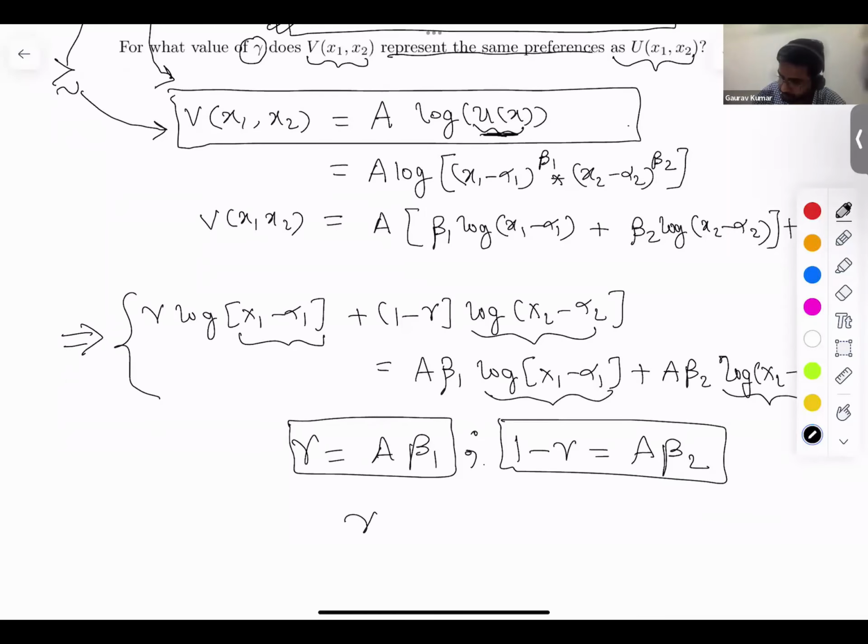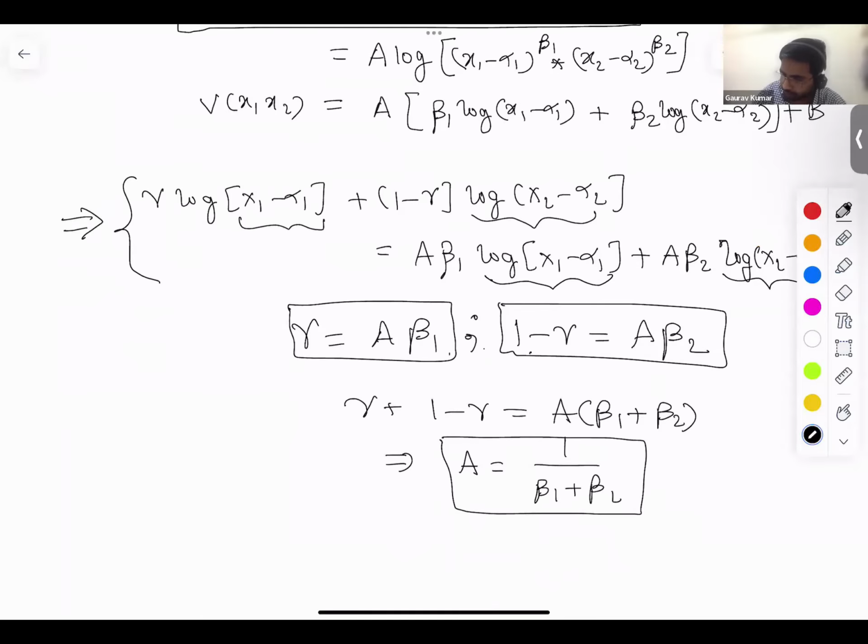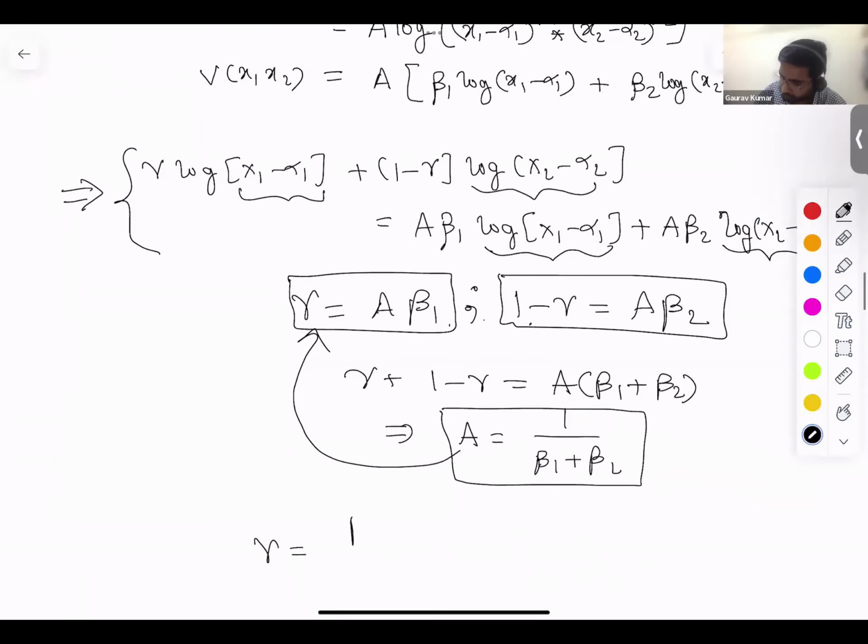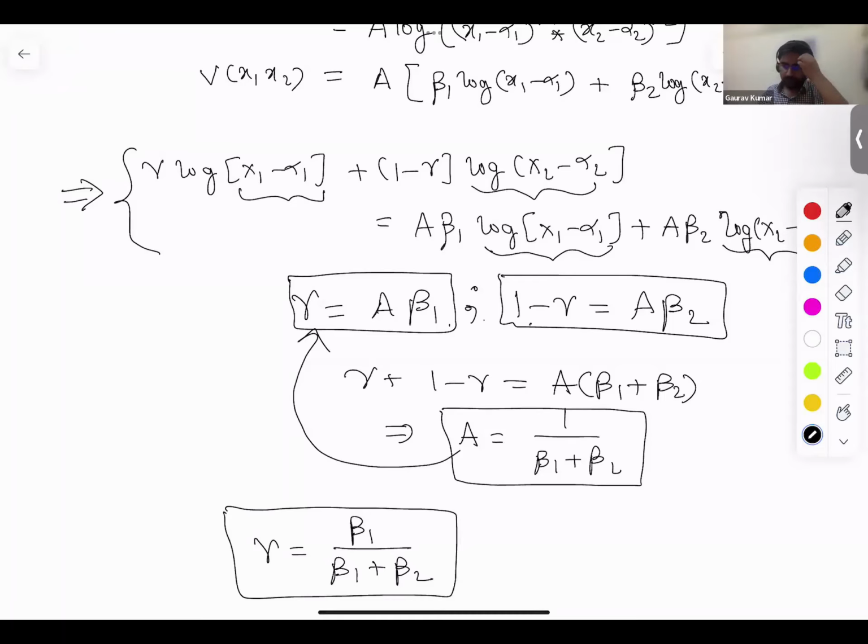Now let's add these two. I'm adding these two equations. So I get a is equal to 1 by (beta 1 plus beta 2). Okay. And then you substitute this a here and you get gamma is equal to beta 1 by (beta 1 plus beta 2). So this is that value of gamma.